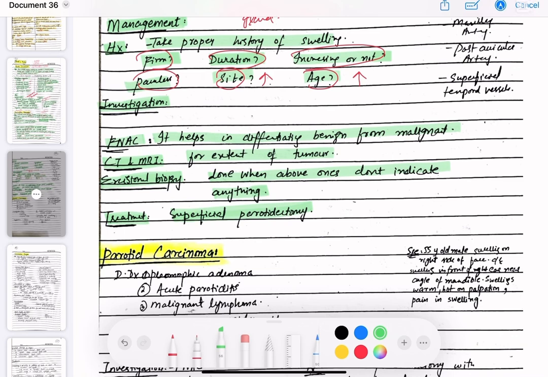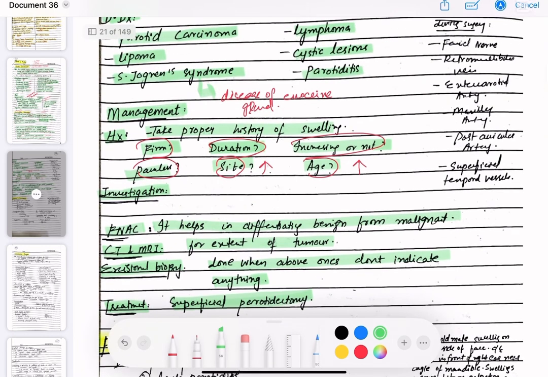So what are the investigation options that we have studied? First of all, fine needle aspiration is done, and CT and MRI are done for metastasis, and you can do an excisional biopsy if the above investigations do not confirm the diagnosis, or as treatment. Okay, this was about the management options.